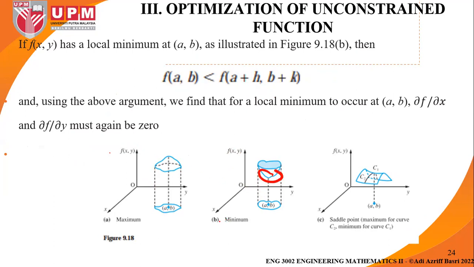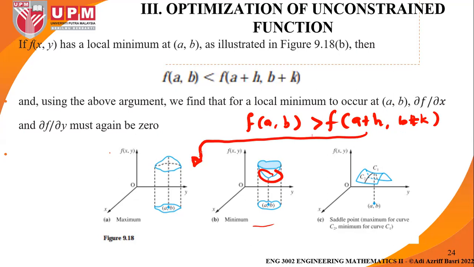So the graph will be something like this. And using the above formula, we find the local minimum occurs at a and b must be 0. So note this one: if your function f(a, b) is higher than the function f(a + h, b + k), then this one will be a maximum. But if f(a, b) is smaller than f(a + h, b + k), then this one will be a minimum. Okay, so what happened to the saddle point?